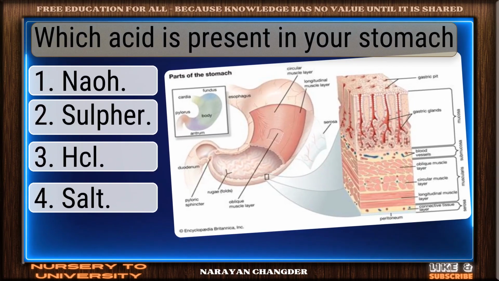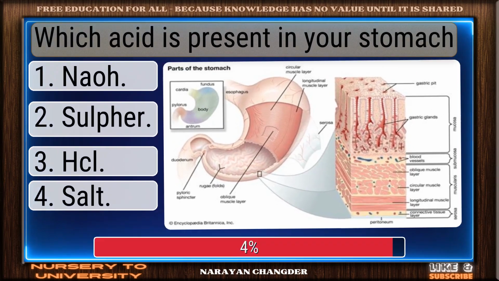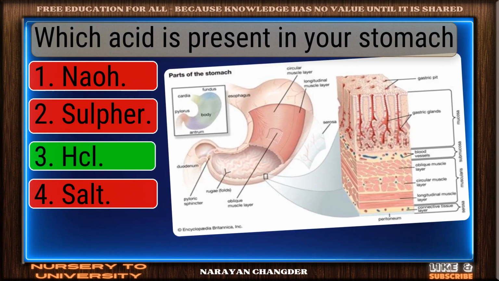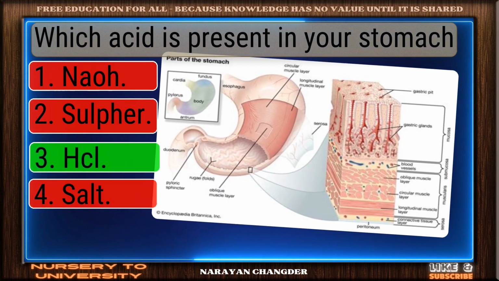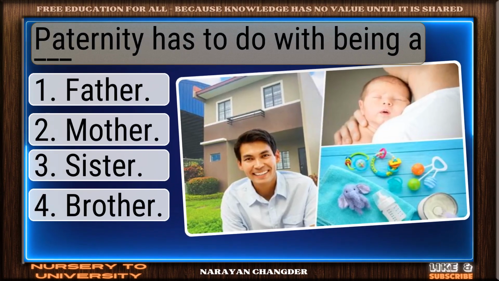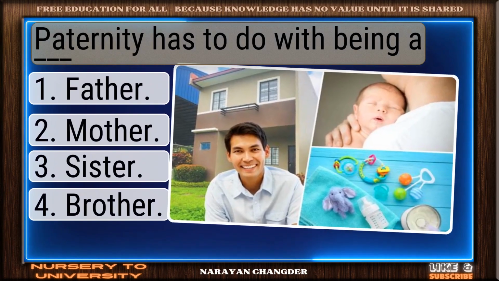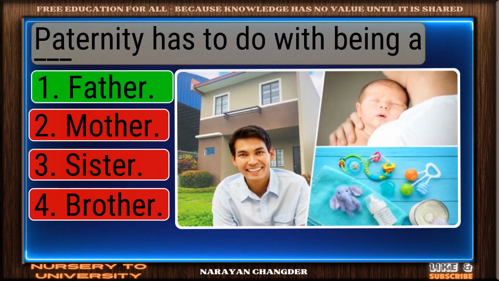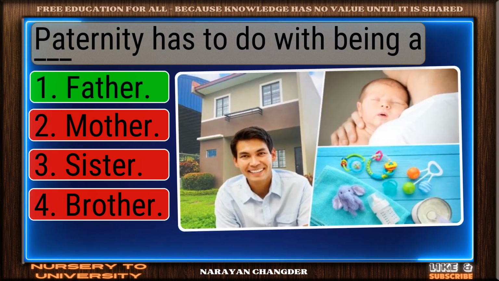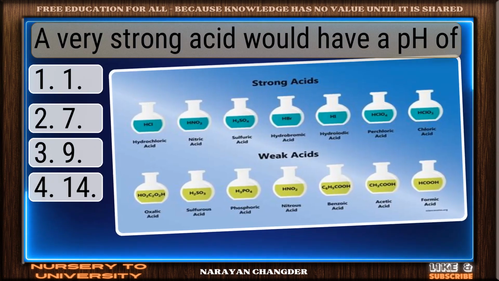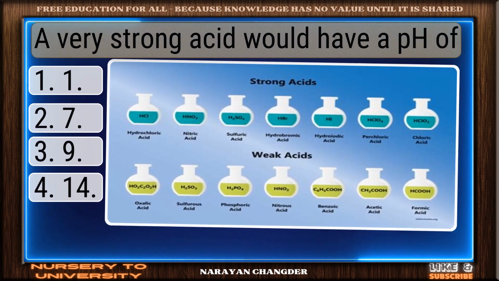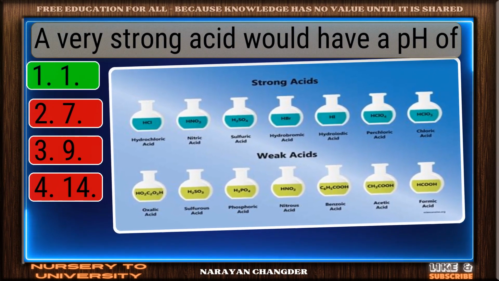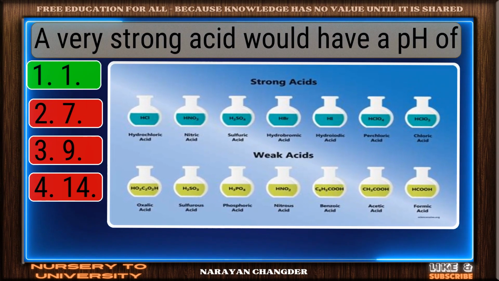Question number 61. Which acid is present in your stomach? You're right. HCl is the correct answer. Question number 62. Paternity has to do with being a dash. Valid point. Father is true. Question number 63. A very strong acid would have a pH of. Right choice. 1 is the best answer.